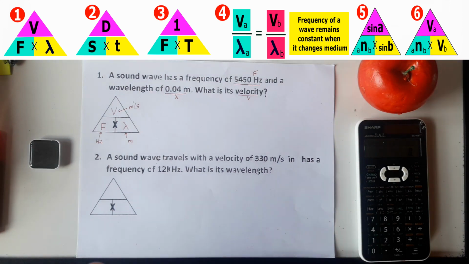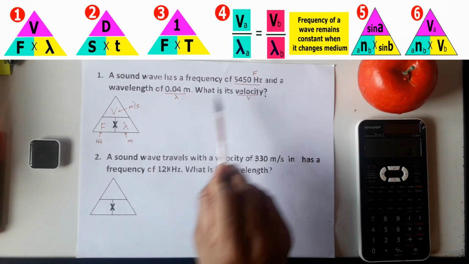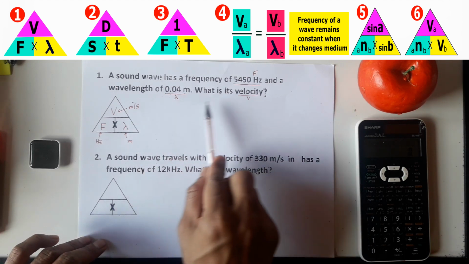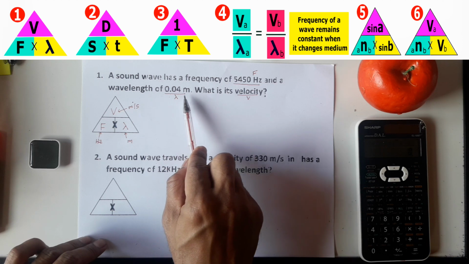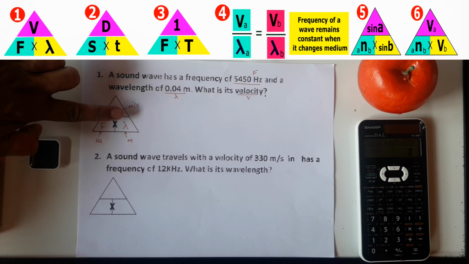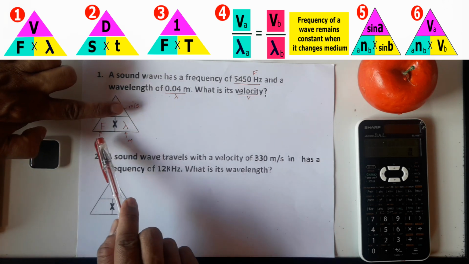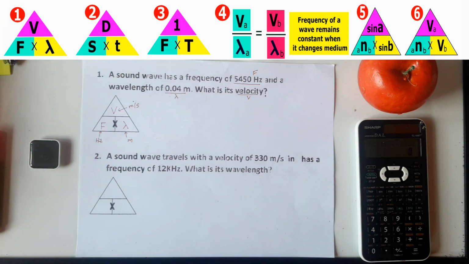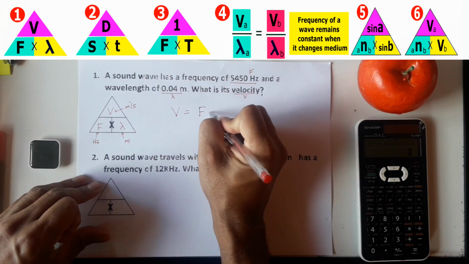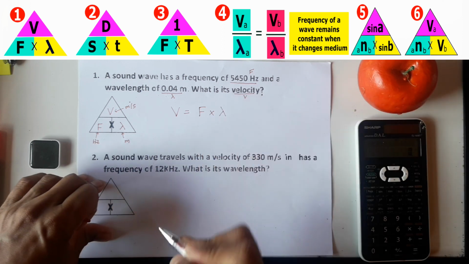Alright, so let's see if there are any tricks in this particular question. Well, the frequency has been given in Hertz, so that's good. The velocity is what we are trying to find, and our wavelength is given in meters. So it seems to me there are no tricks in this question. So how do we find the velocity? Well, it's very simple. We just block the V. If we block the V, we're left with frequency multiplied by wavelength. So to find the velocity, all we have to do is take the frequency and multiply it by the wavelength.